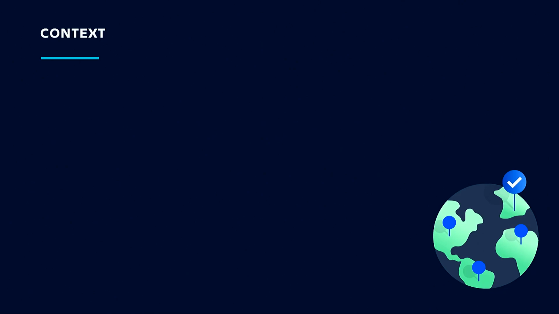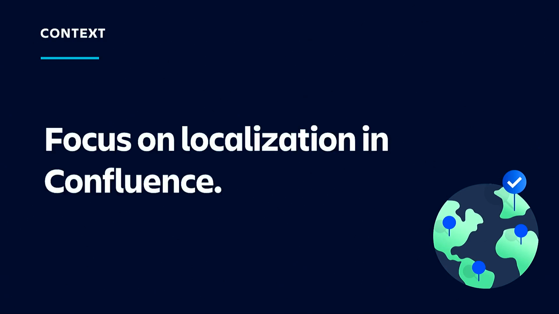Now at Atlassian, one of our most popular products is Confluence. And last year, to make sure that more users around the world could help their teams create, organize, and collaborate, we wanted to focus on localization. And our first step towards this were translations.